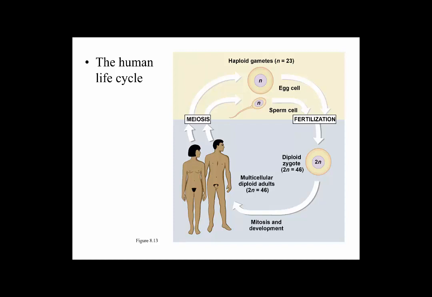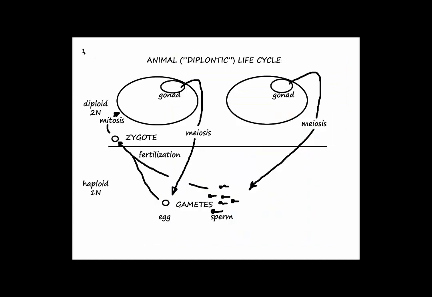Let's take a look at... oh wait, I'm going to go back. I want to emphasize this word, diplontic. Sometimes the animal life cycle is called a diplontic life cycle, because the dominant stage in the life cycle is diploid.